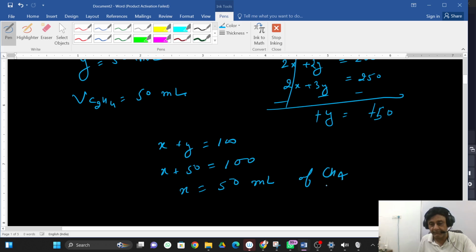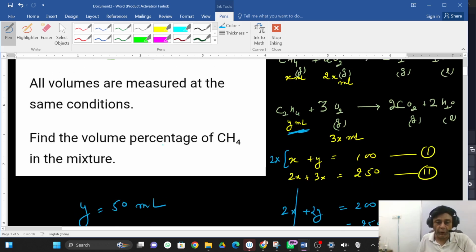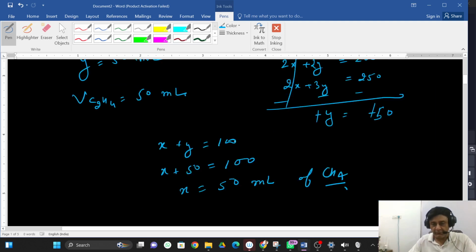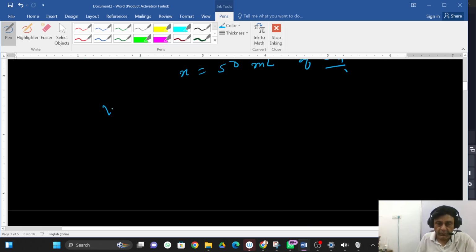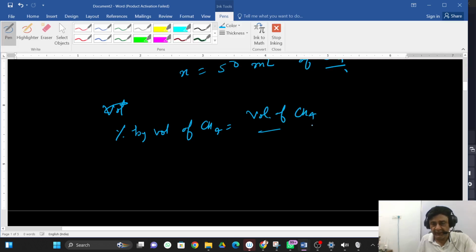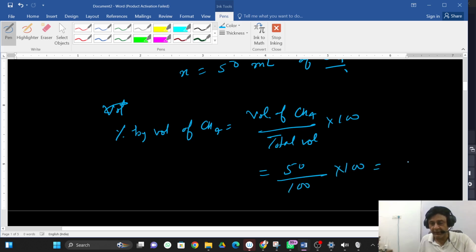This is 50 ml of methane. So we have got the volume of the methane, and our question demands that we find the volume percentage of the methane in the mixture. We have the volume of the ethene and the volume of the methane. So the percentage by volume of methane is equal to the volume of methane upon total volume multiplied by 100. So it is 50 upon the total volume 100, multiplied by 100, that comes out to be 50%. And that is your answer: 50% by volume of methane.